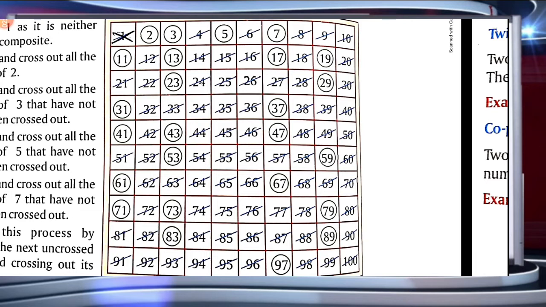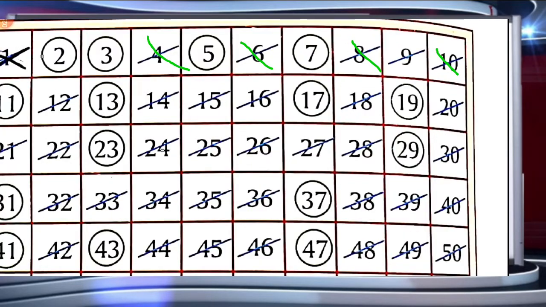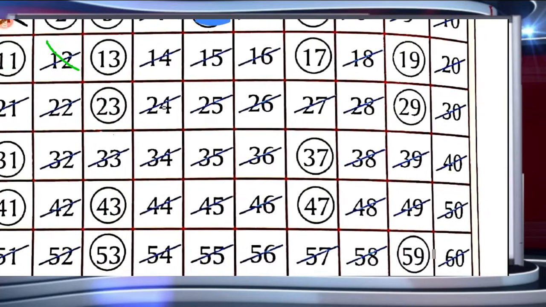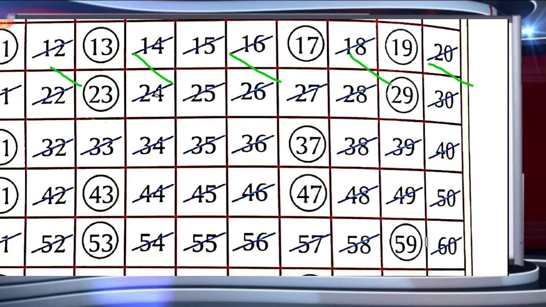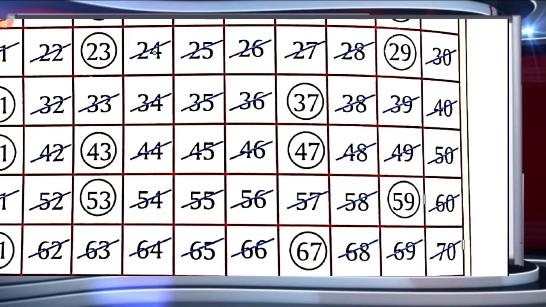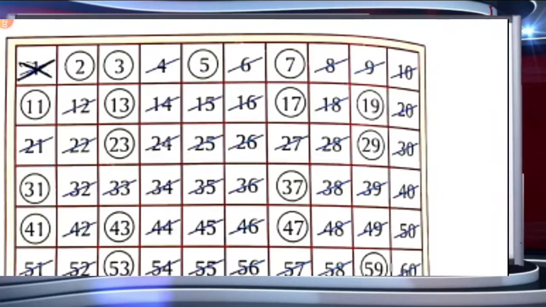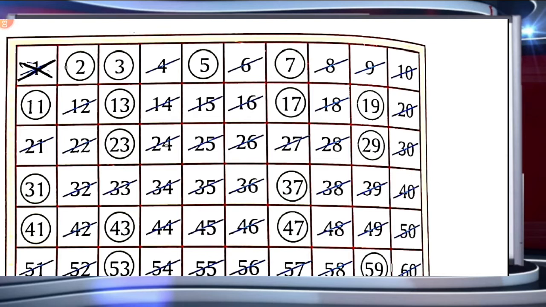Now, as we have seen earlier, number 2 has only 2 factors. So, it is a prime number. I have circled 2. Now, I will cut all the multiples of 2. Students, all the even numbers are multiples of 2. See, all the even numbers, 4, 6, 8, 10, 12, 14, 16, 18, 20, 22, 24, 26, 28, 30. Likewise, you will cut all the even numbers. All the even numbers are composite numbers because they are multiples of 2, meaning they have more than 2 factors.